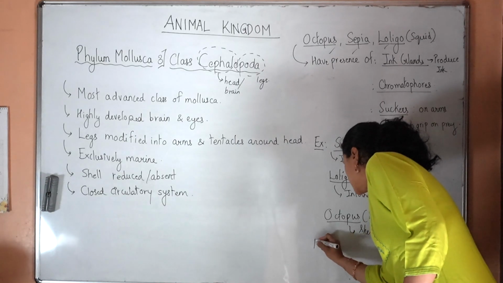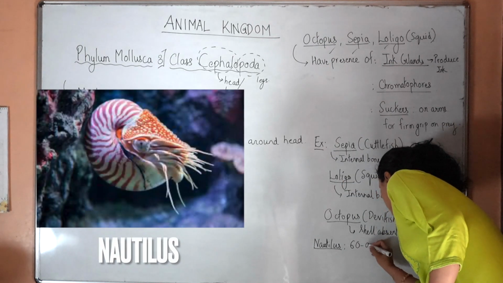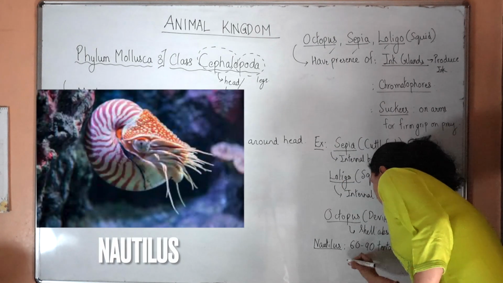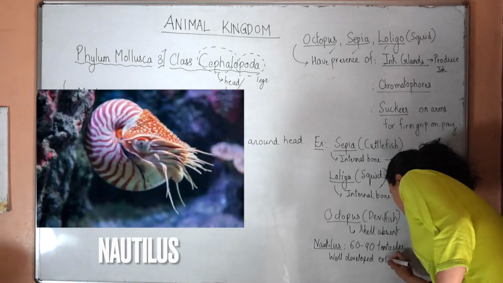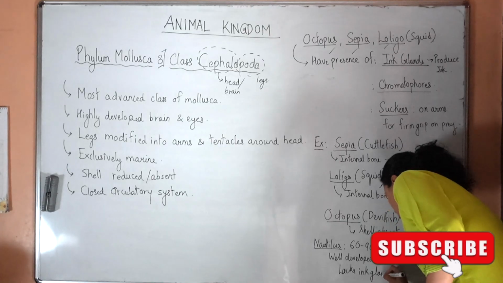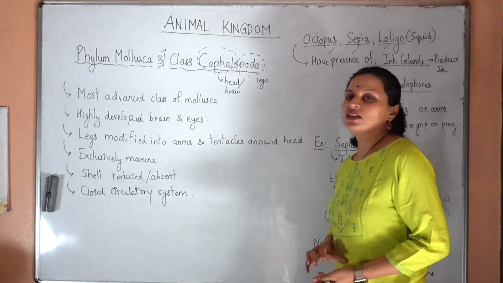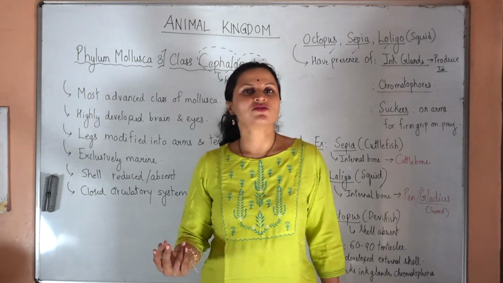Next example is Nautilus. Nautilus has about 60 to 90 tentacles and it has a well-developed external shell. However, it lacks the ink glands, chromatophores, etc. These are the examples, and with that, we have completed class Cephalopoda. In the next lecture, we will cover the other three classes of phylum Mollusca.